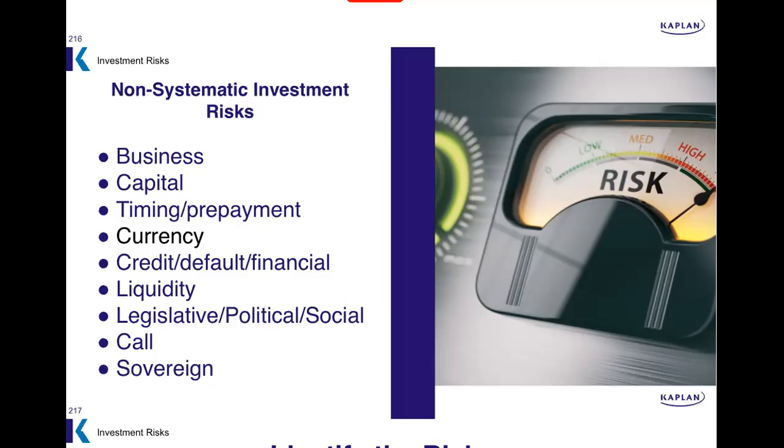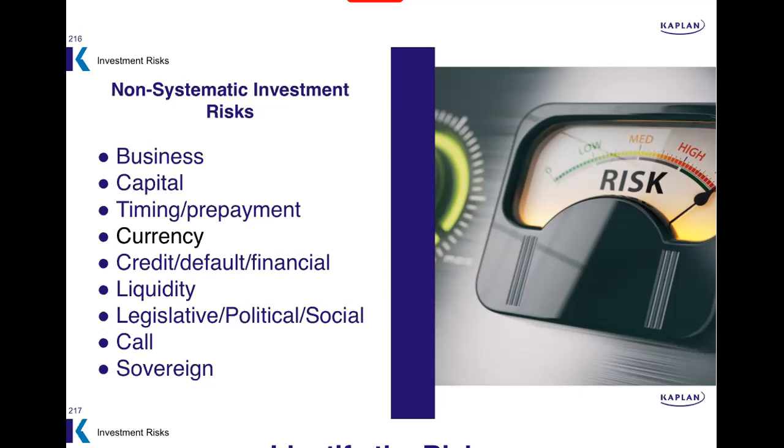Currency risk has to do with anytime we're investing internationally. Credit default financial risk have to do with our debt securities. Liquidity, we talked a good bit in the last unit, unit 5, about how hedge funds aren't liquid, about how DPPs aren't liquid, private REITs aren't liquid, right? So what has liquidity, what does not?